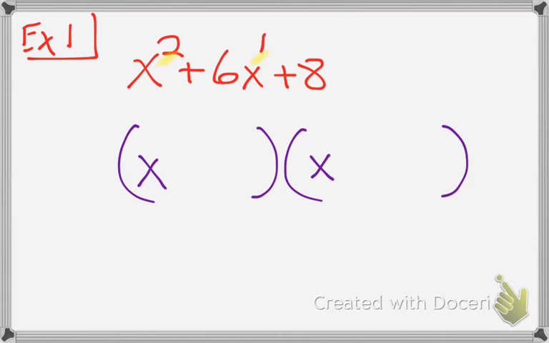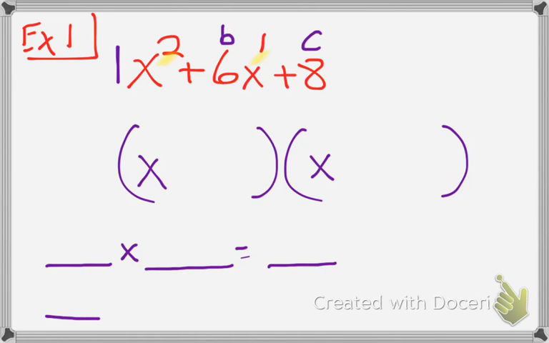X here, X here. Now, we got a. a is 1. That's good. So I can factor it. b is 6 and c is 8. So I need to think of 2 numbers that multiply to give me 8, and then at the same time add to give me 6.